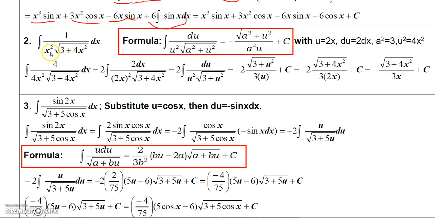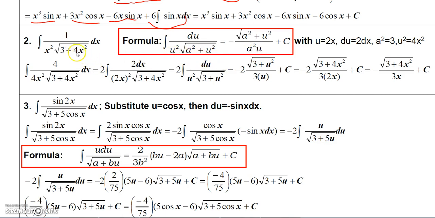Okay, so here I have 1 over x squared, square root of 3 plus 4x squared, excuse me. So now I actually have u squared. I have u squared here, du over u squared times the square root of a squared plus u squared, and I've got an answer for this.